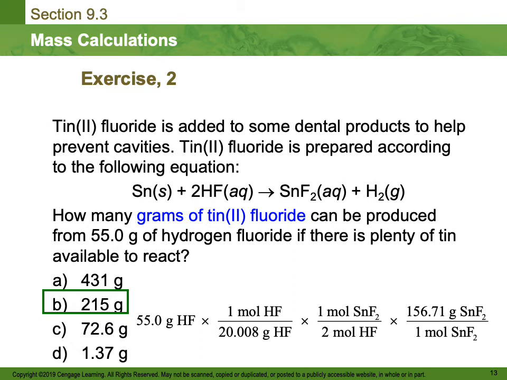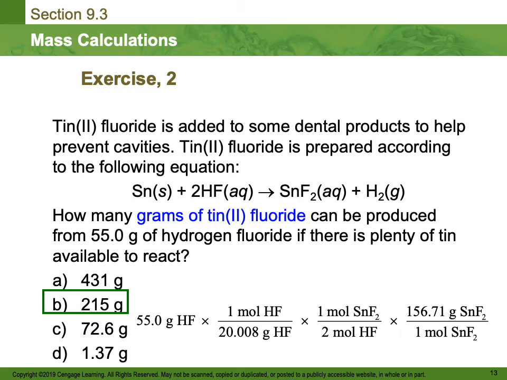If you want to string it out like this for your calculations, in the calculator you would say 55.0. You don't have to do times 1, but you can if you want to. Divided by 20.008, or in our case it was 20.01, divided by 2 times 156.71. So basically for the calculator, anytime something is in the numerator, you hit times. Anytime something is in the denominator, you're going to use divide.